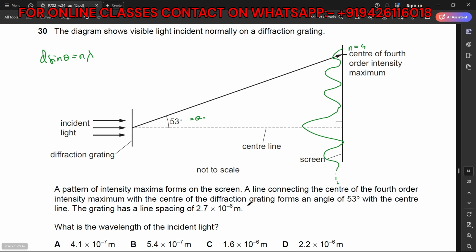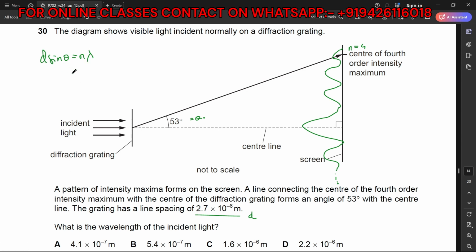So the line connecting the center of the fourth order intensity maximum to the center of the diffraction grating forms an angle of 53 degrees with respect to the center line. The grating has a line spacing. So in the grating, you can have a lot of lines. The distance between these lines is given to us as 2.7 times 10 to the power of minus 6 meters, which is given as d in this formula. We simply have to find out the value of lambda.